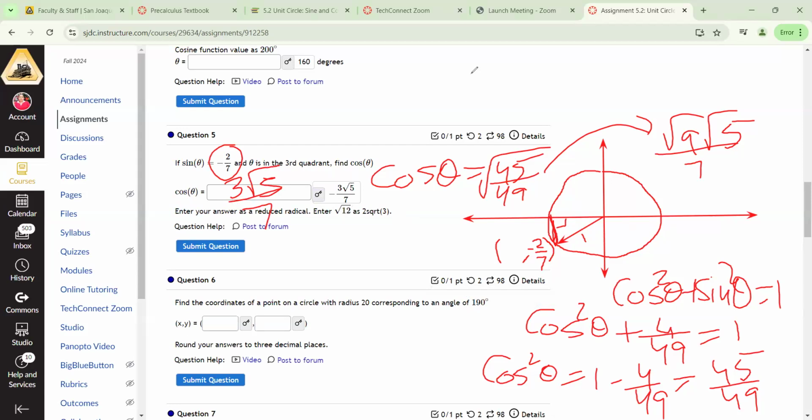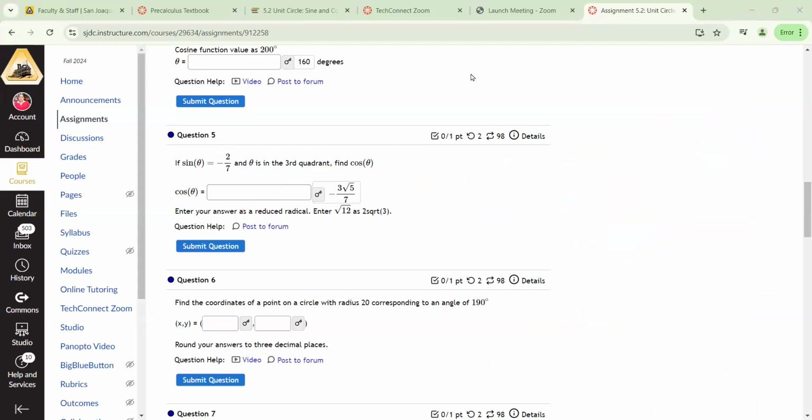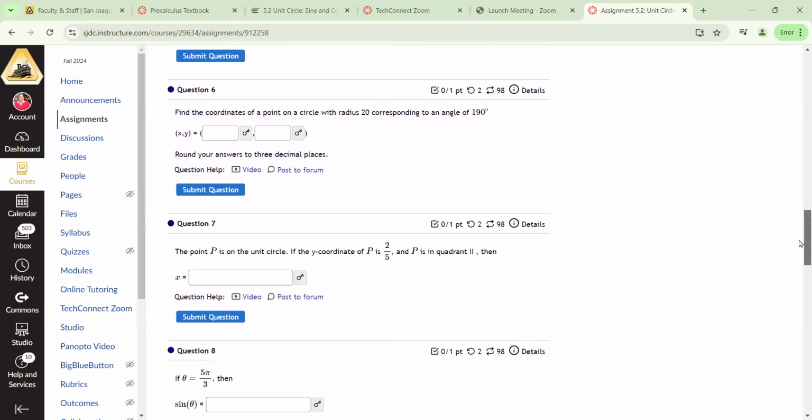About to erase this, take you forward to the next problem. The next one is question 6. It says find the coordinates of a point on a circle with radius 20 corresponding to an angle of 190 degrees. So this is not the unit circle, but this is a circle with a radius of 20, and it has an angle of 190 degrees.